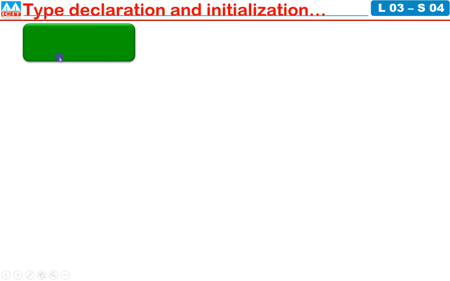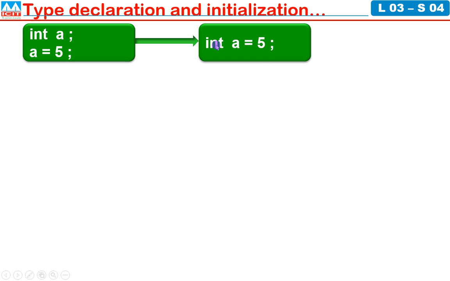Type declarations and initializations. Int a, this is called declaration of the variable. A equal to 5, initialization of the variable. These two activities can be done within a single line. Int a equal to 5.